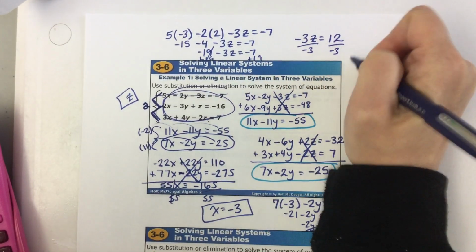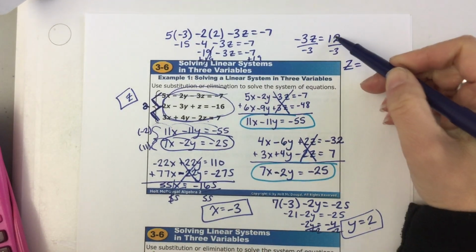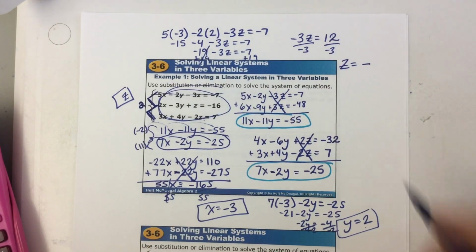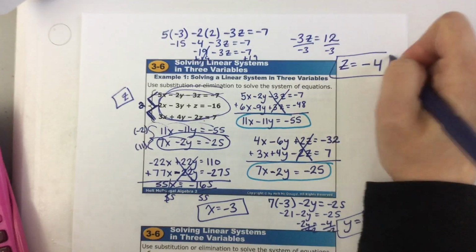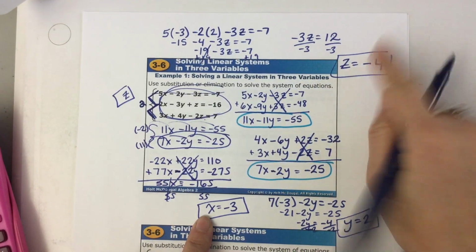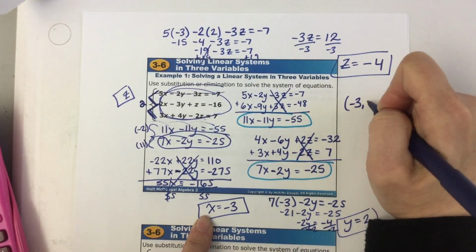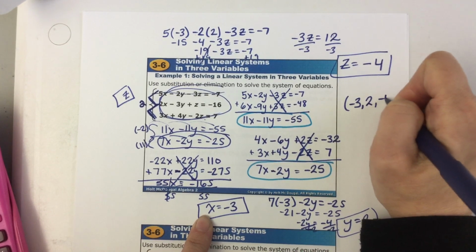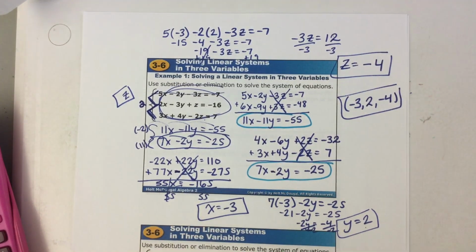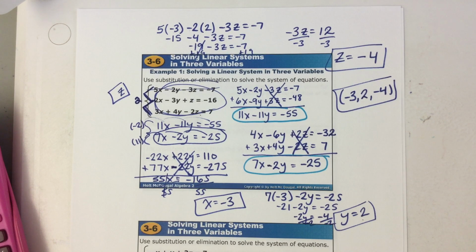Divide both sides by negative 3. Positive divided by a negative is a negative. 12 divided by 3 is 4, so z is negative 4. I have x, I have y, I have z. My solution is negative 3, 2, negative 4. You guys, that's one question.